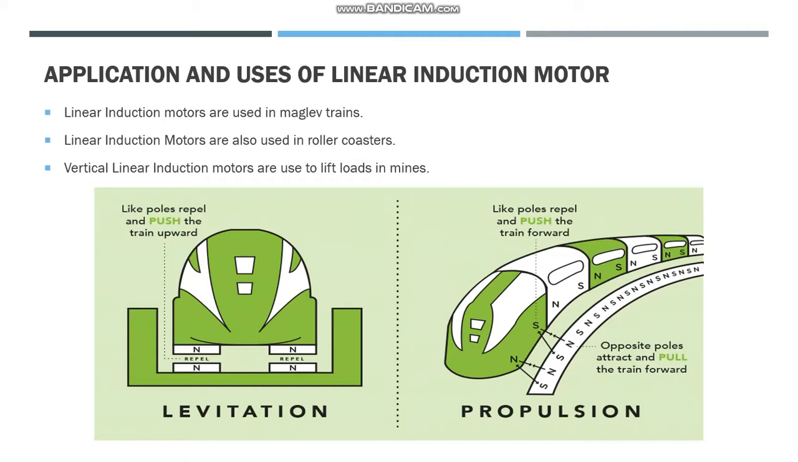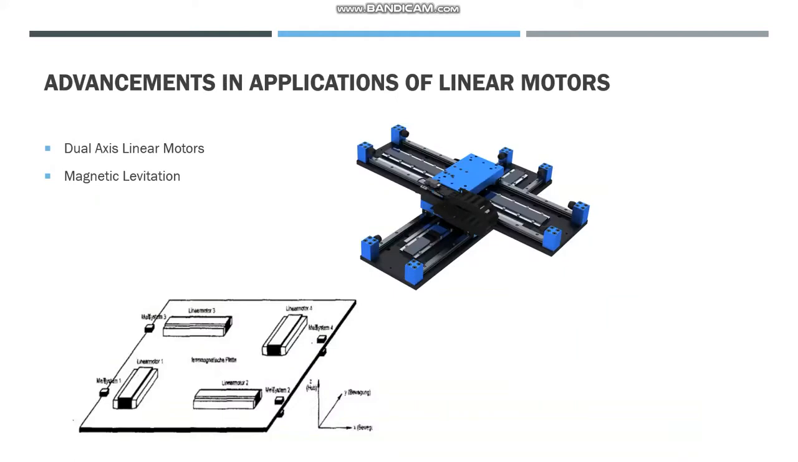Here it moves due to the push and pull of the magnets. The other application is the roller coaster, which is very similar to maglev trains. Then if we put these linear motors in a vertical manner, we can use them to lift heavy loads in places like mines and lifts. So there are some advancements in the application of linear motors.